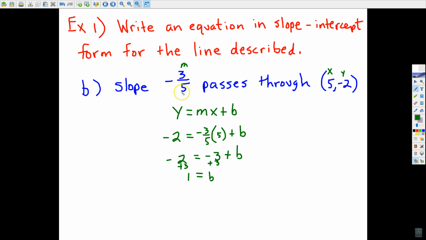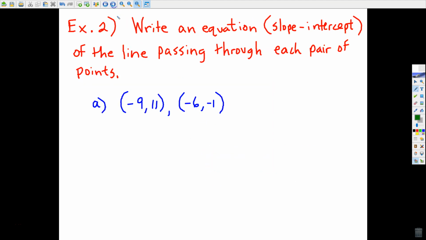Okay, I'm given the slope, I found the y-intercept, let's put it all together in slope-intercept form. Y equals negative 3/5 x, replace the m, plus b, which is 1. Replace the m, replace the b, and you've got your answer. So that's our answer for letter B.